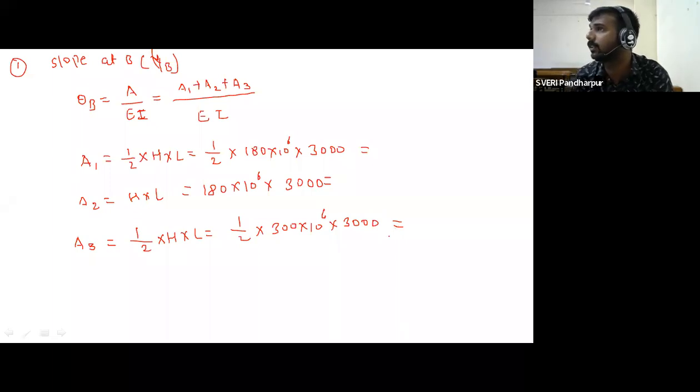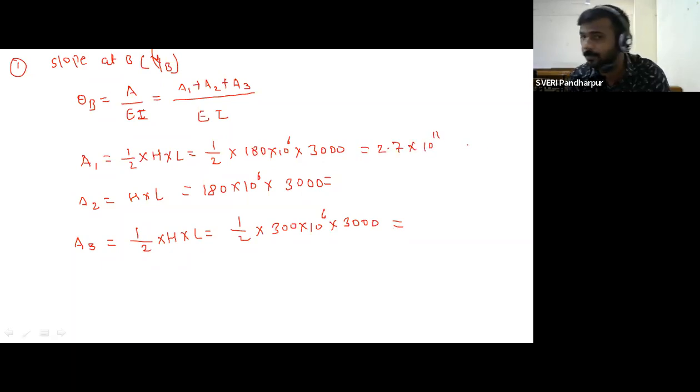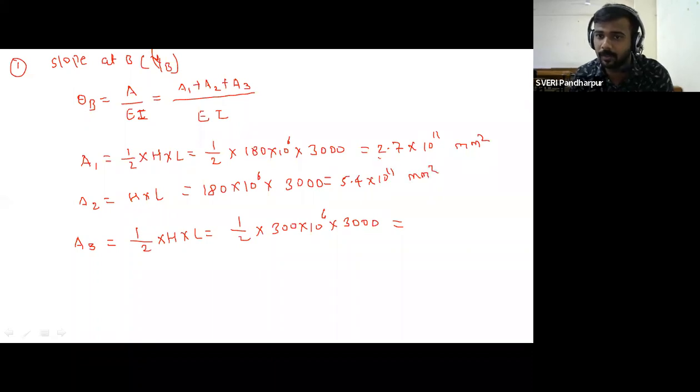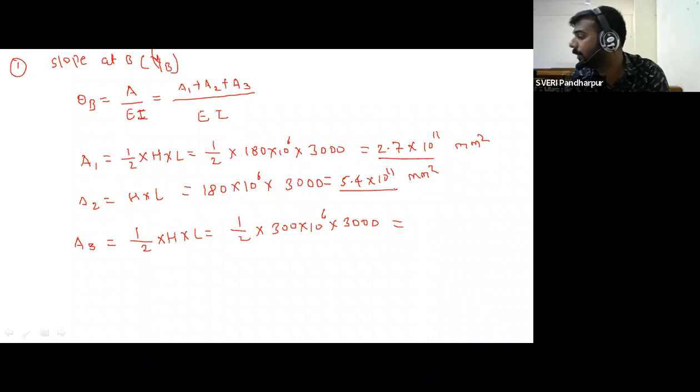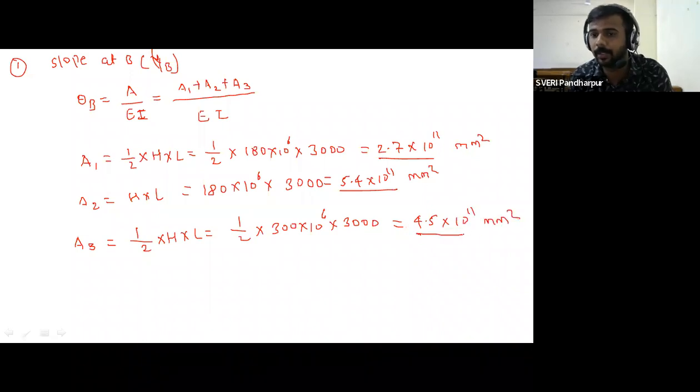What is the area A1? 2.7 into 10 raised to 11 mm square. What is the area A2? 5.4 into 10 raised to 11 mm square. The first one is 2.7 into 10 raised to 11, second 5.4, and the third one 4.5 into 10 raised to 11 mm square.